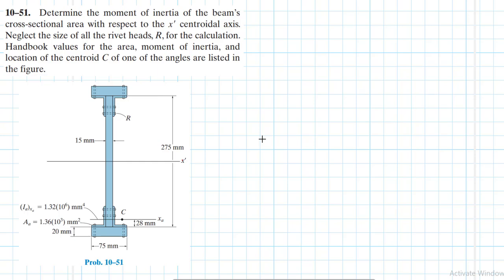We are going to be solving this engineering mechanics problem, and it reads: determine the moment of inertia of a beam's cross-sectional area with respect to the x prime centroidal axis. Neglect the size of all the rivet heads R for the calculation. Handbook values for the area, moment of inertia, and location of centroid C of one of the angles are listed in the figure.